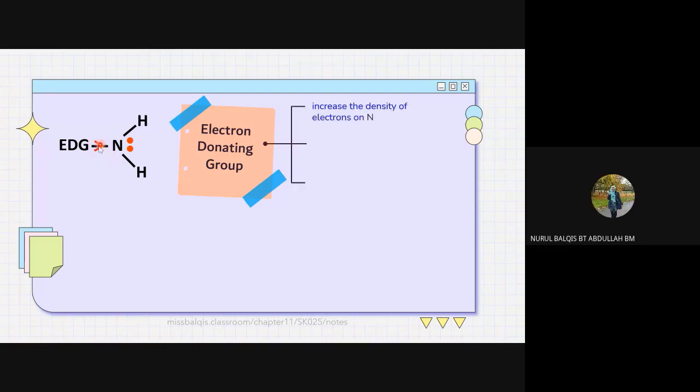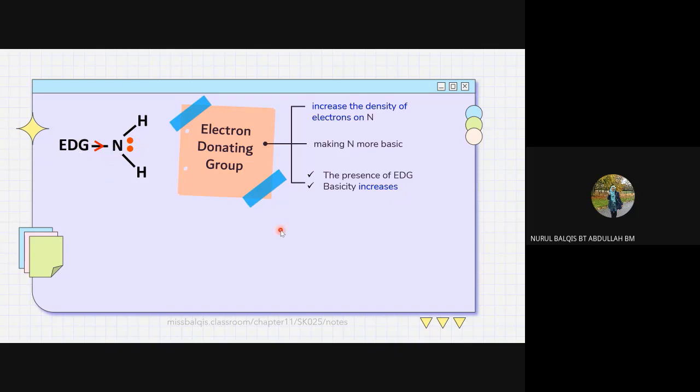Increase. So by having an electron donating group next to the nitrogen, it will try to increase the density of the electrons on nitrogen. So when it tries to increase the density of electrons, what will happen to the nitrogen? The nitrogen will become more basic, right? Richer in electrons, right? Okay, when it has more electrons, is it easy for it to take hydrogen from water? Easy. So if it is eager to take the hydrogen, it is strong, so it can take that hydrogen. So that is what it means when basicity increases as it has more electrons.